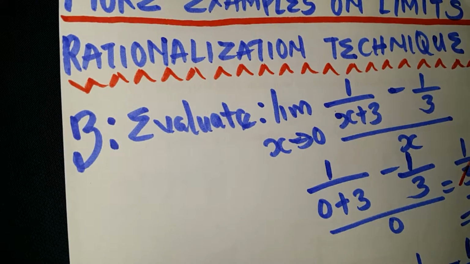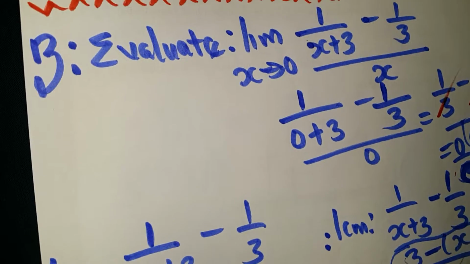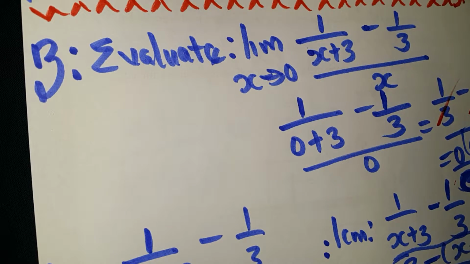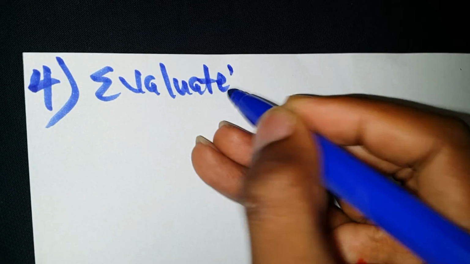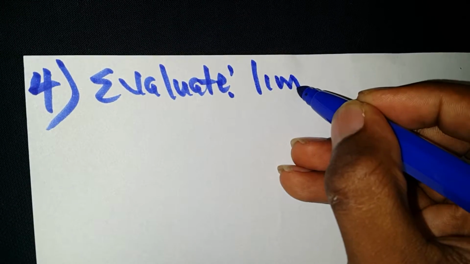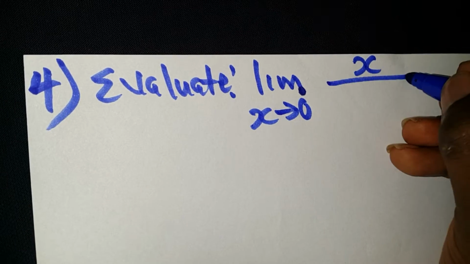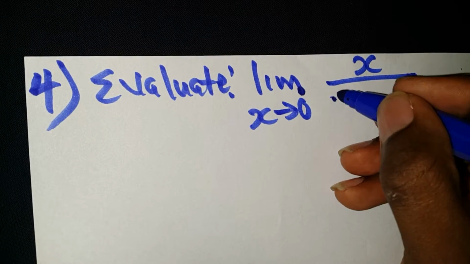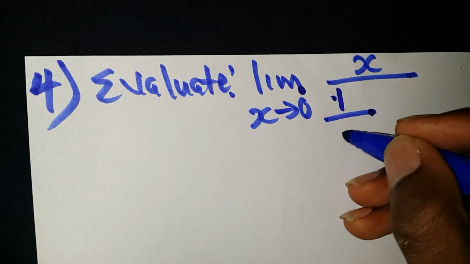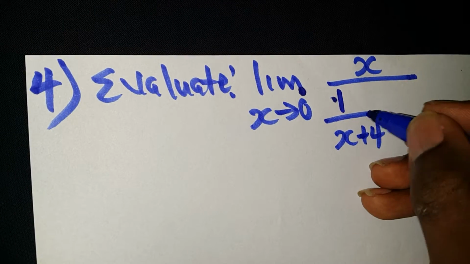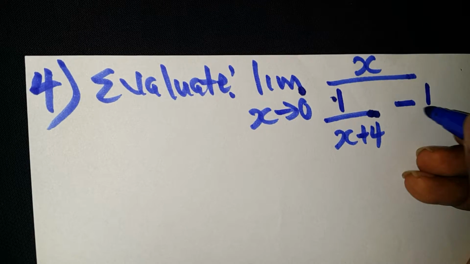So I'll be solving the last example here, which is the fourth one. We're asked to evaluate this limit x tends to 0 of x divided by 1 divided by x plus 4, minus 1 divided by 4.